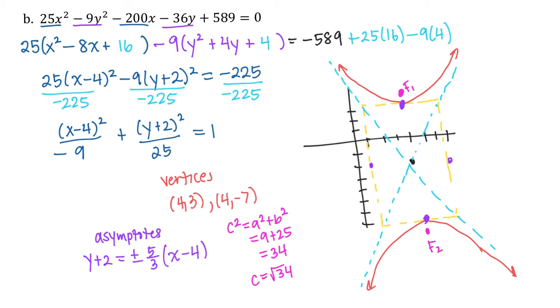Okay, now let me write the coordinates for my foci. I'll put them over here. Okay, let's see. My center was 4, -2, and then I went up the square root of 34 to get F1. And then for the other one, I started at 4, -2, and I went down the square root of 34 to reach my second foci, although it doesn't matter which one's first or second.